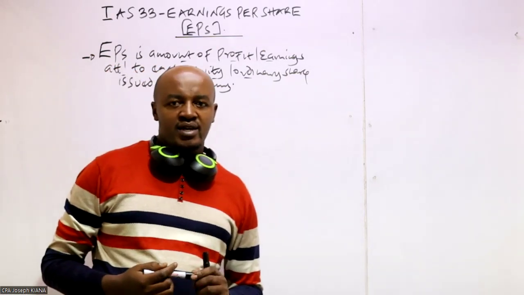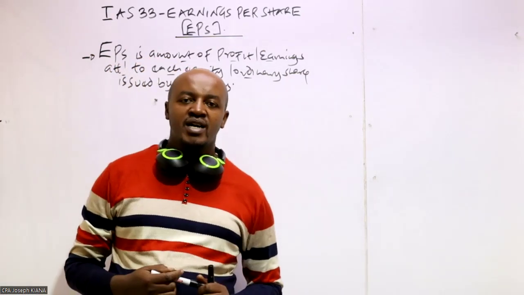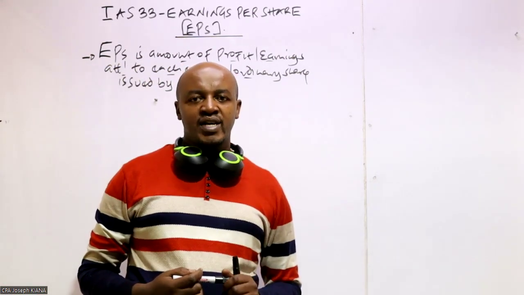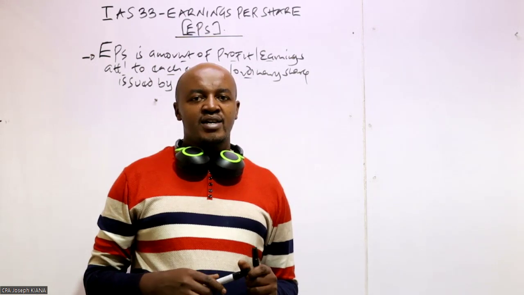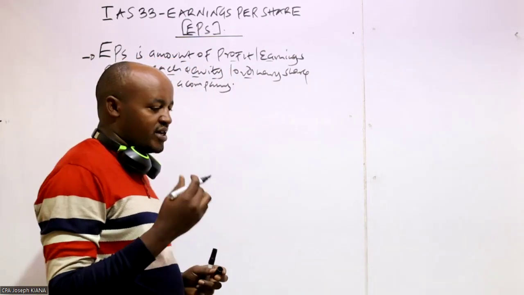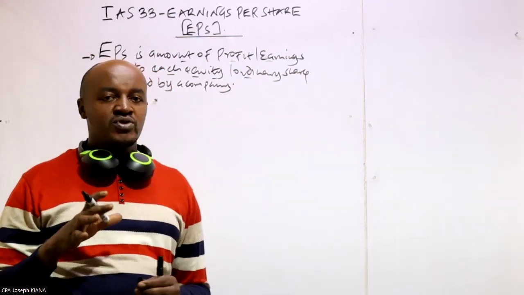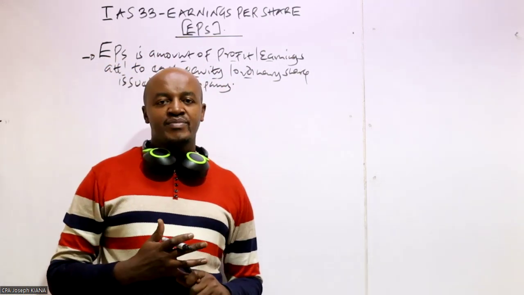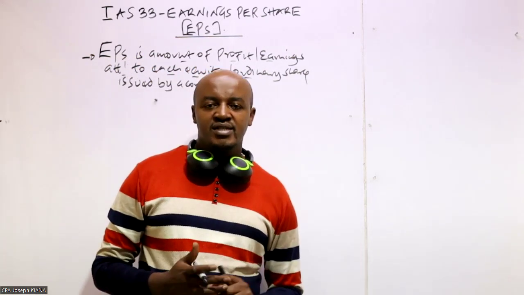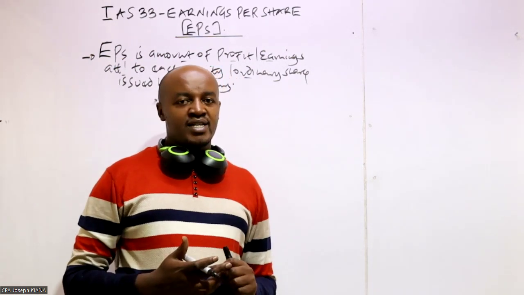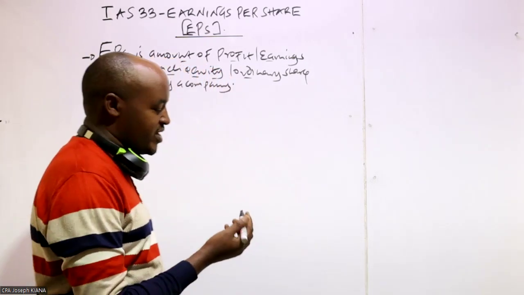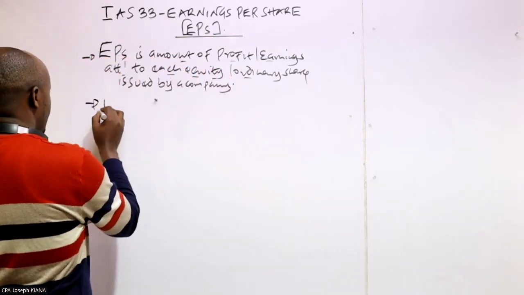Now, all the listed companies, or basically those companies whose shares are trading in the securities exchange market, are required to compute two types of earnings per share in accordance with International Accounting Standard number 33. The two types are the basic earnings per share, popularly abbreviated as BEPS, and the diluted earnings per share, abbreviated as DEPS.